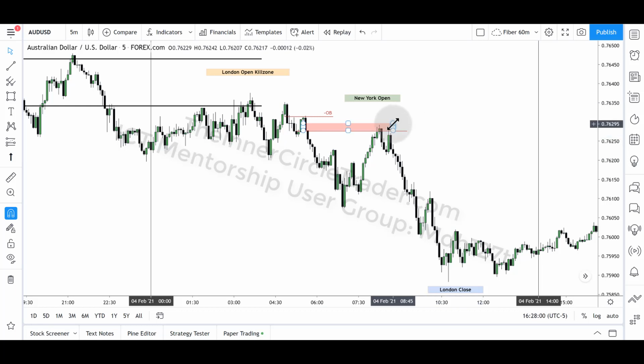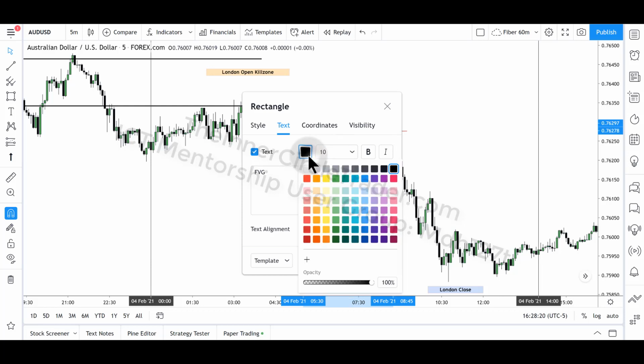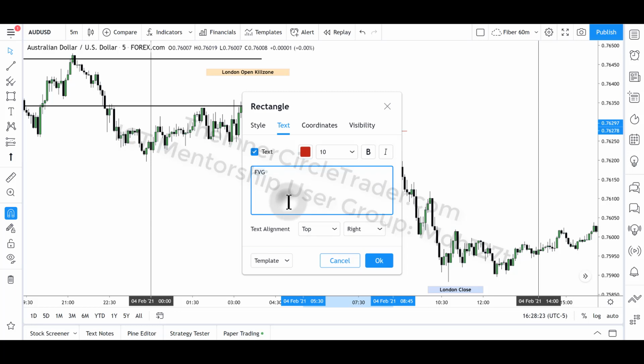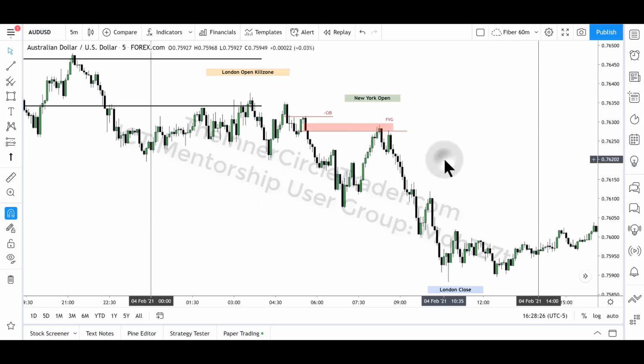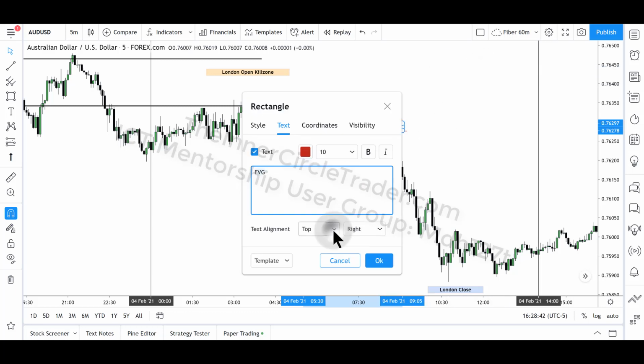In this case, I want it to appear above the upper right corner. So the way that I do that, put the annotation FVG on top right. I like to keep the fonts at 10 unless it's inside the kill zone, then it's 12. Okay, and sometimes I'll elect to use the rectangle tool and show the fair value gap label inside the rectangle. And when I do that, all I'm doing is setting the text alignment to inside and center.